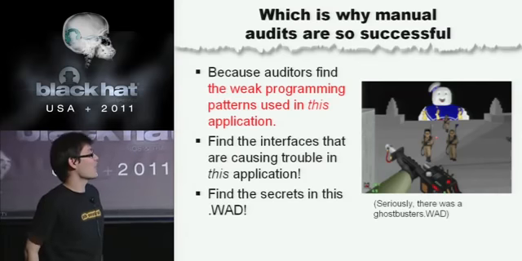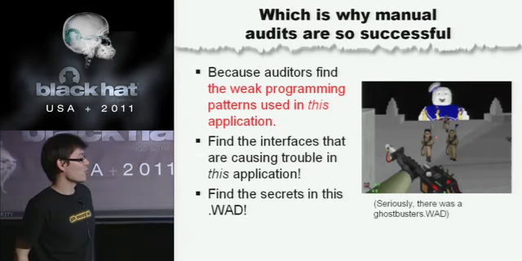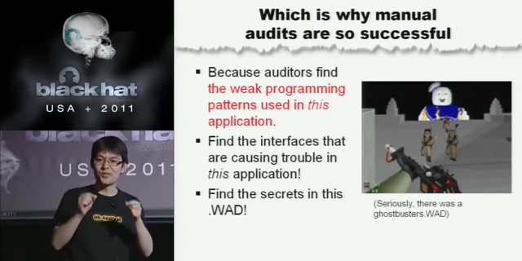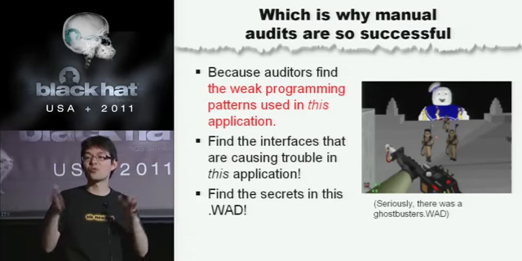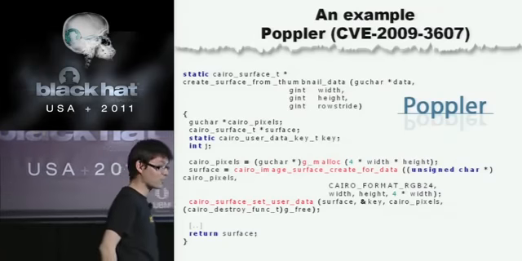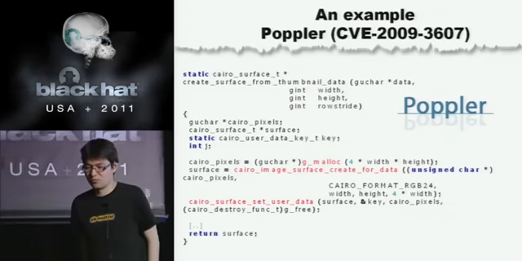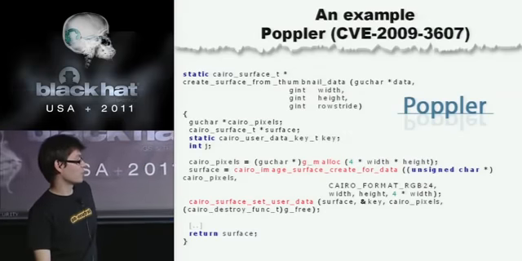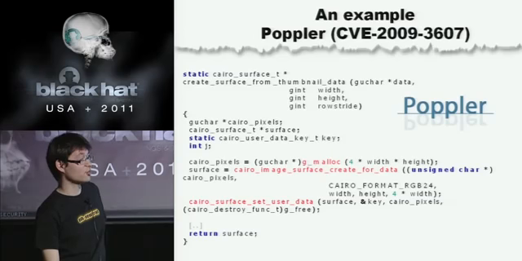And I guess that's also why manual auditing is still so successful, because people can actually look at what this program does as opposed to what all programs do wrong. So let's take a look at some examples to explain what I mean by API usage patterns.